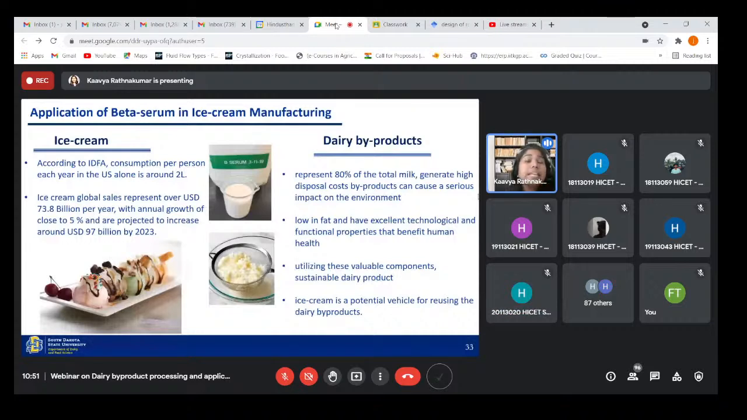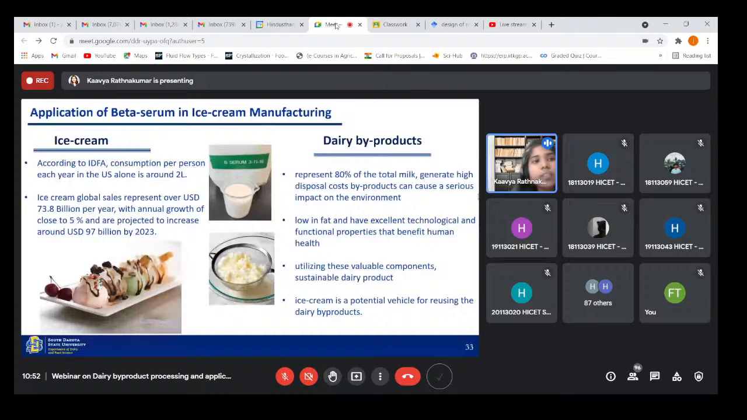So we thought of incorporating the dairy byproduct into ice cream as a replacer for non-fat dry milk powder. Usually an ice cream contains non-fat dry milk powder to maintain the total solids. So instead of the non-fat dry milk powder, we are using this low value byproduct, and we see how it has helped in the ice cream manufacturing process.